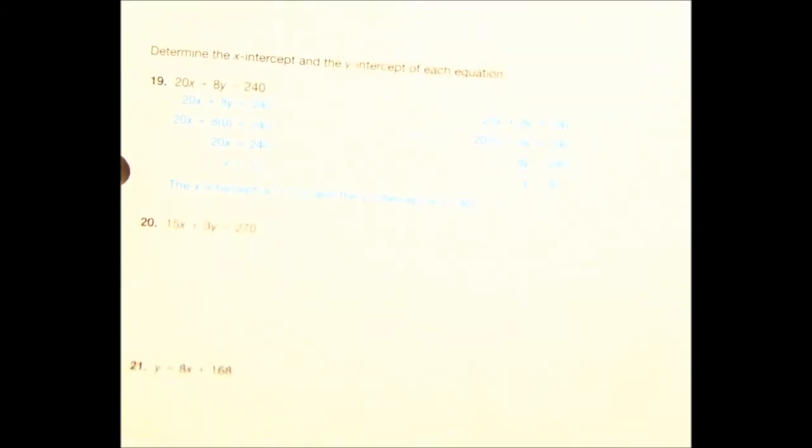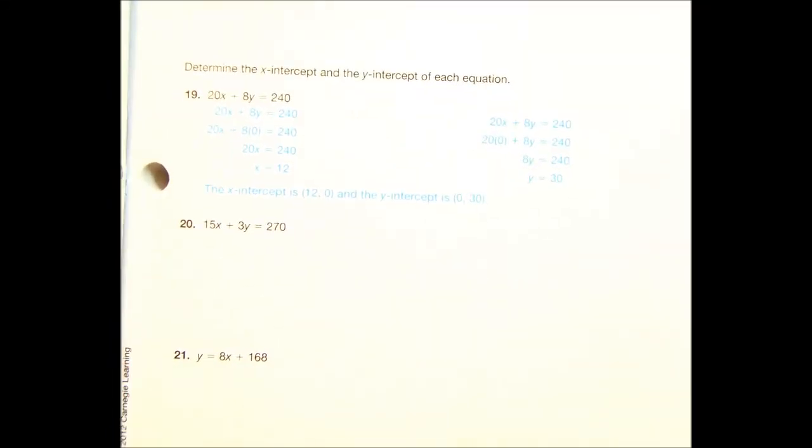And in problem 19, they say determine the y and x-intercept of each equation. So remember, to solve for y-intercept or x-intercept, we can use either form. It doesn't matter which form we use. And if we want the x-intercept, we put a 0 in for y. Correct. We put a 0 in for the opposite of what we're looking for. And if I need the y-intercept, I put a 0 in for x.